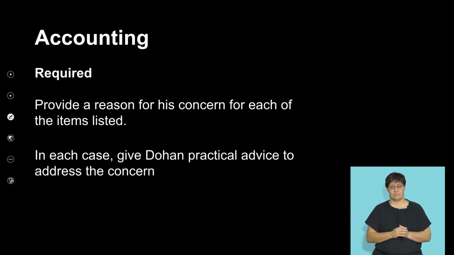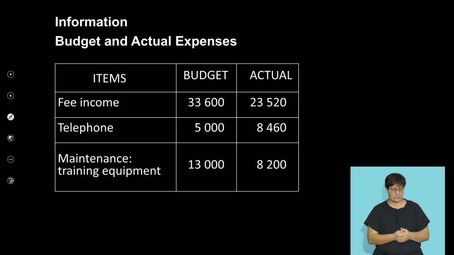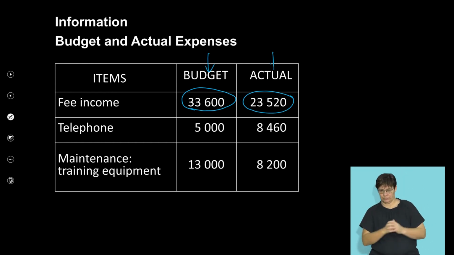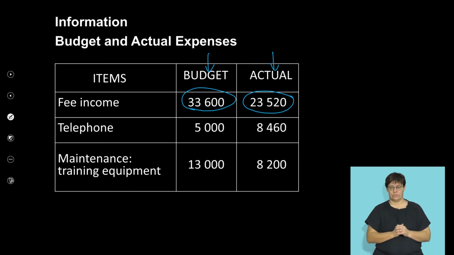Okay, now again he has certain areas of concern, and in each case we have to give Johan practical advice to address the concern. Let's look at the first one. Our fee income is at 33,600 and the actual is 23,520. So the budgeted amount is that and the actual amount is 23,520.